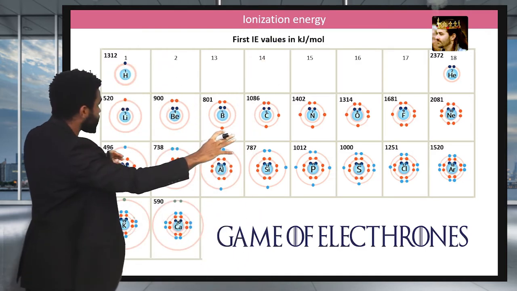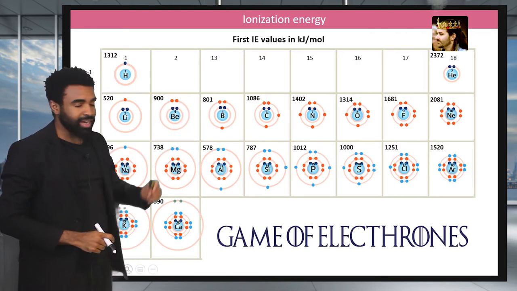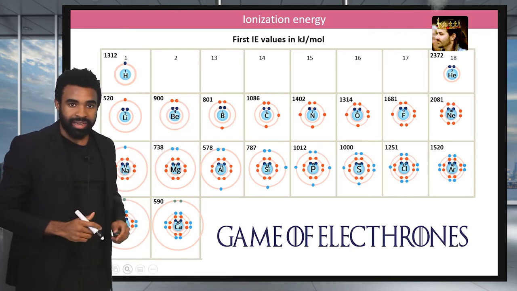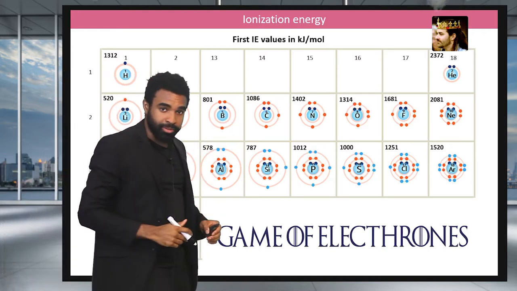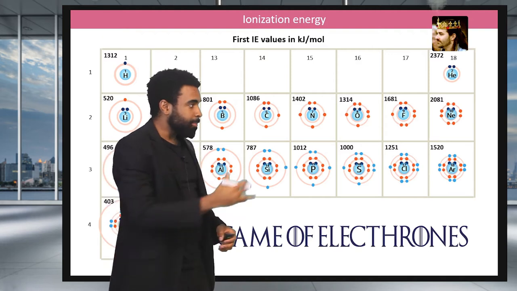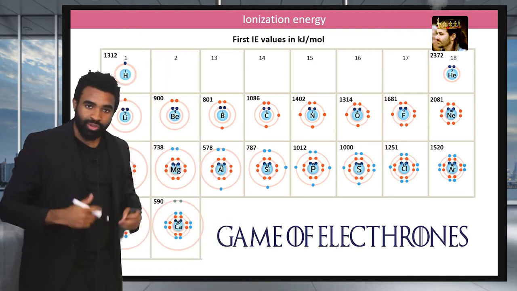And here, pictured at the top left of each cell in bold, are the first ionization energies of the first 20 elements. In this video, we're going to understand what these numbers mean and what they can tell us about the properties and behavior of these elements. So let's get started.